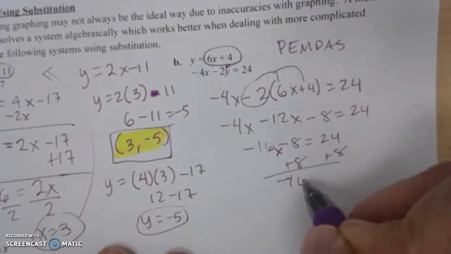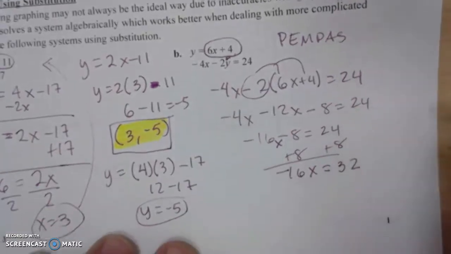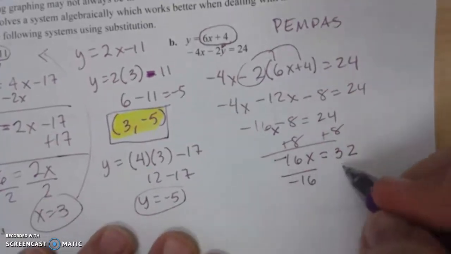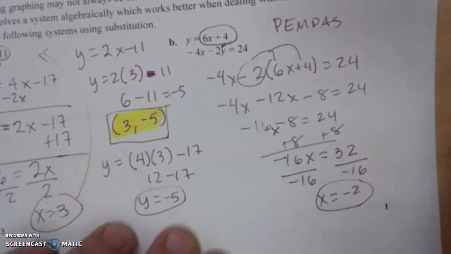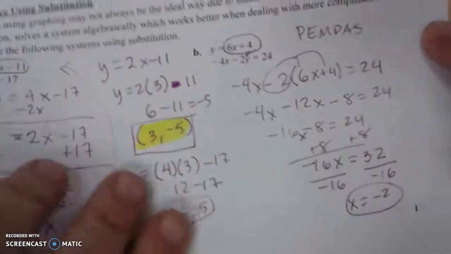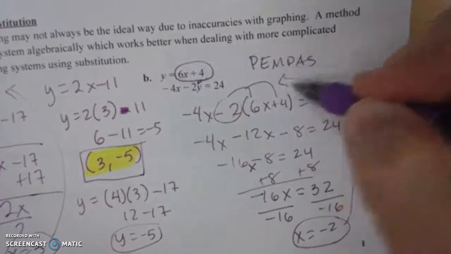We're going to get negative 16x equals 32. Divide both sides by negative 16. And we get x equals negative 2. Nice. So now we came out with a nice even number. Negative 2. We're going to come back here and plug it in.